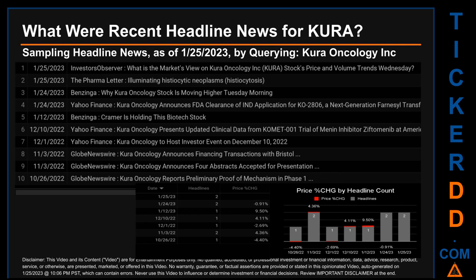Tuesday, January 24, 2023 and Thursday, November 3, 2022 also had the most headlines. They each had 2 discovered headlines. On Tuesday, January 24, 2023, first, Benzinga published the headline that read, "Why KURA Oncology stock is moving higher Tuesday morning." Second, Yahoo Finance published the headline that read, "KURA Oncology announces FDA clearance of IND application for KO-2806, a next-generation farnesyltransferase inhibitor."